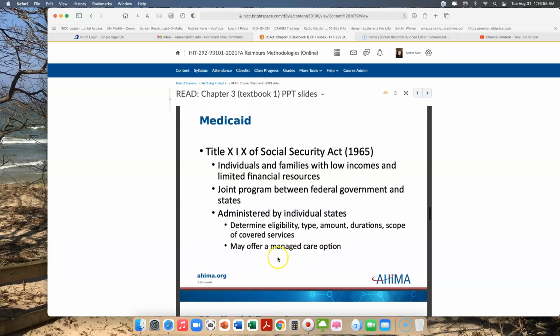Medicaid is Title 19 of the Social Security Act from 1965. This is for individuals and families with low incomes and limited financial resources. It is a joint program between federal government and states. That is different than Medicare. Medicare is not a joint program.